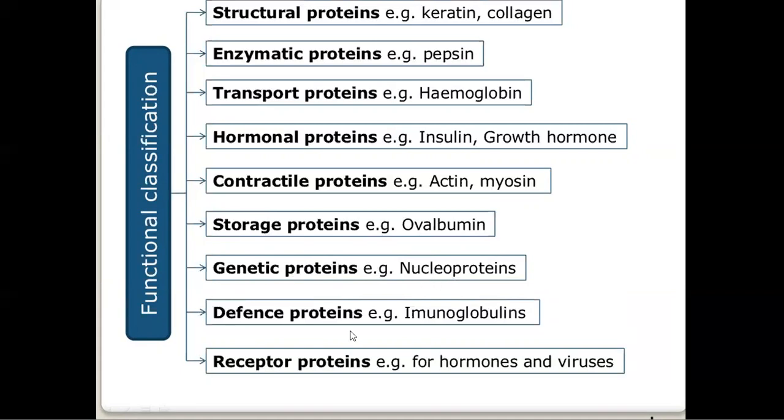And defense proteins provide defense to the body, for example immunoglobulins. Receptor proteins are found in the cell membrane and are useful for the binding of specific substances outside the cell, for example hormones and viruses.